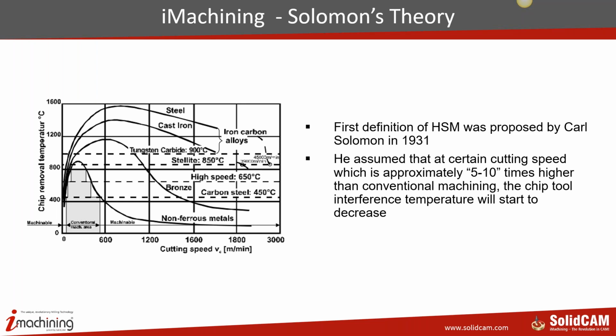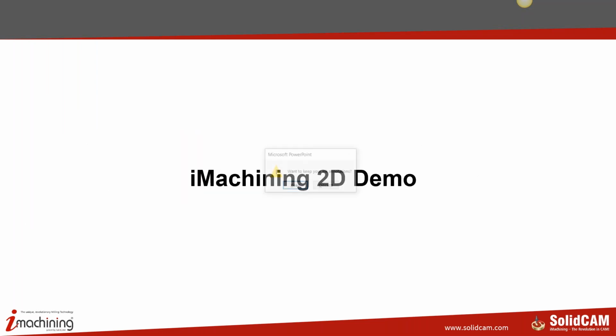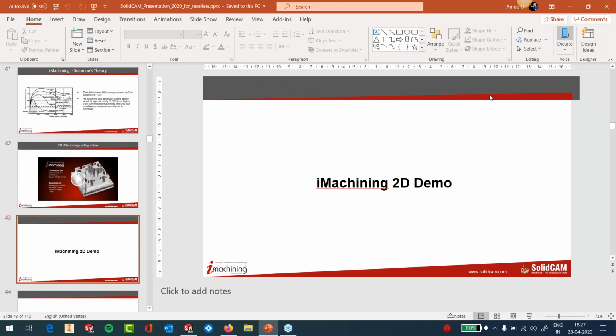It was a theory that he propagated in 1931, and he assumed that at certain cutting speeds, which are like 5 to 10 times higher than conventional machining, the chip tool interference temperature starts to decrease. Its maximum drop is dramatic for non-ferrous materials. For steel, it is not that dramatic, but it still keeps dropping down. And for tungsten carbide and other things, it still drops down. That's why when I show you the examples of tungsten carbide, you will not believe it, but that's what actually happens here. There are several questions here, and I will keep answering them as we move into the slides. Now what I will do is go into the software and see how iMachining works.